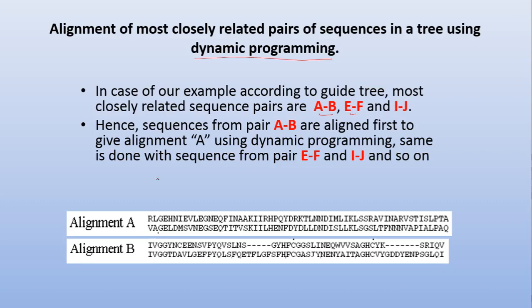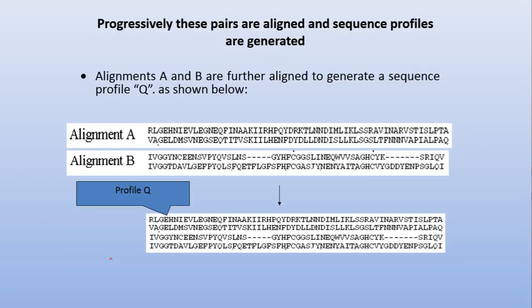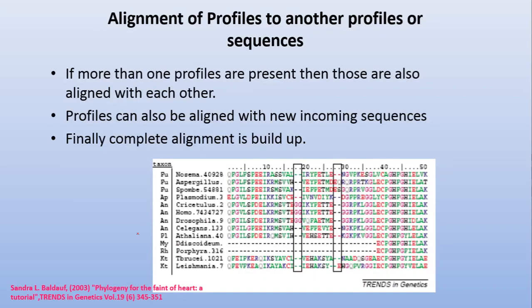Say, for example, let us call the alignment of sequences A and B alignment A. It is entirely possible that you might end up aligning C and D, or some different pair. We would call the alignment of C and D alignment B. What you can do now is align these two alignments, alignment A and alignment B, to generate something called a profile. So when you align two alignments, we say that you generate a profile, and we would name this profile Q. In this way, sequences are aligned, alignments are aligned to each other, or subsequent remaining sequences are aligned to either profiles or alignments. In this way, you would generate the entire multiple sequence alignment. If more than one profile is present, then those are also aligned to each other.